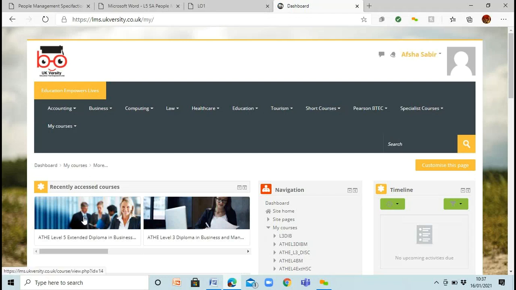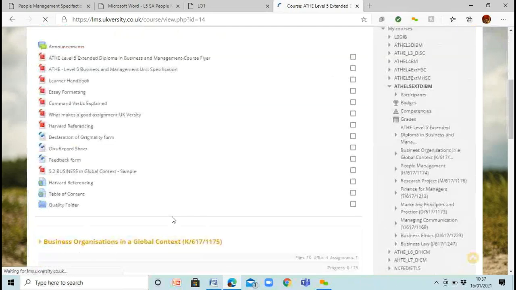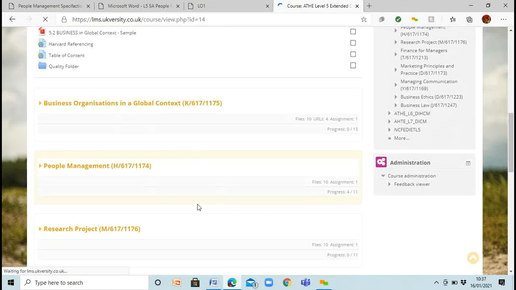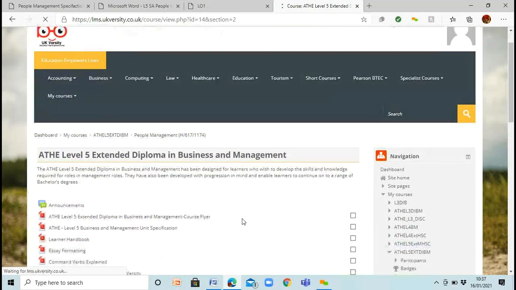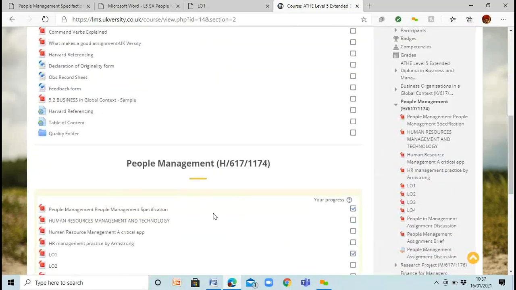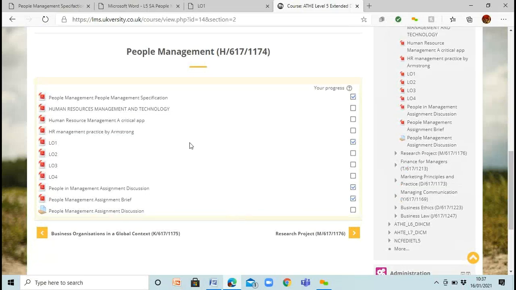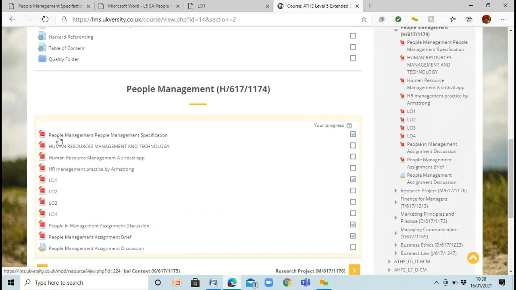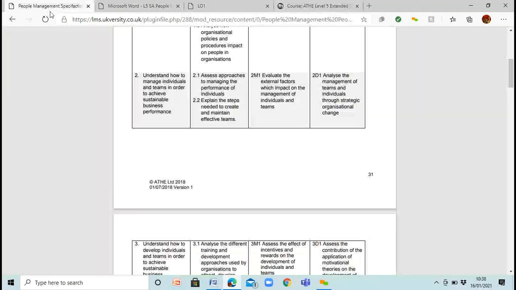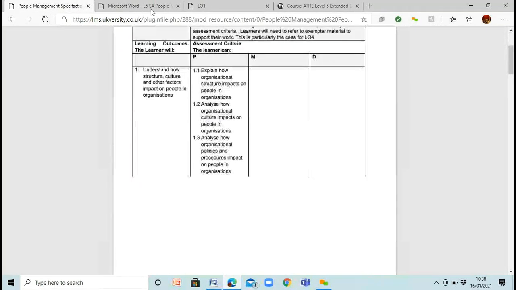So I'm going to click on the ATHE Level 5 Extended Diploma in Business Management. So that's a course that you're on. Then I'll scroll down and you'll see a front page here with the different units on it. And we're doing people management. So we'll click onto there. And now on here you'll have some resources. On the top here is where my arrow is. People management specification sheet. So this is this particular sheet that I've been showing you with all the learning outcomes.